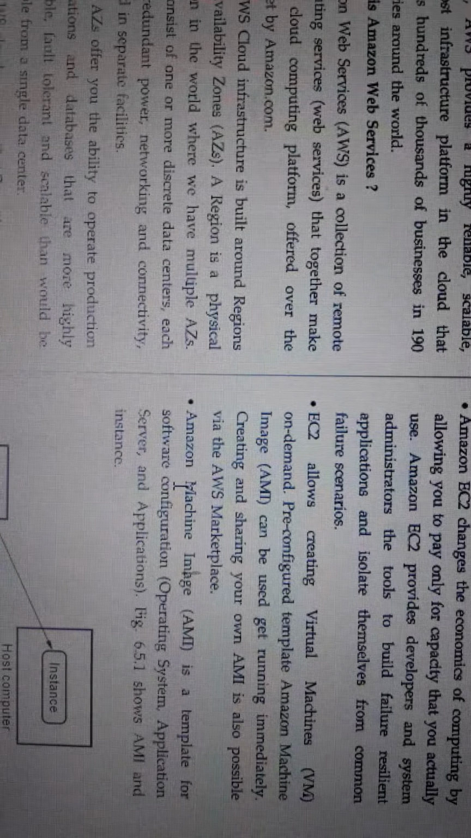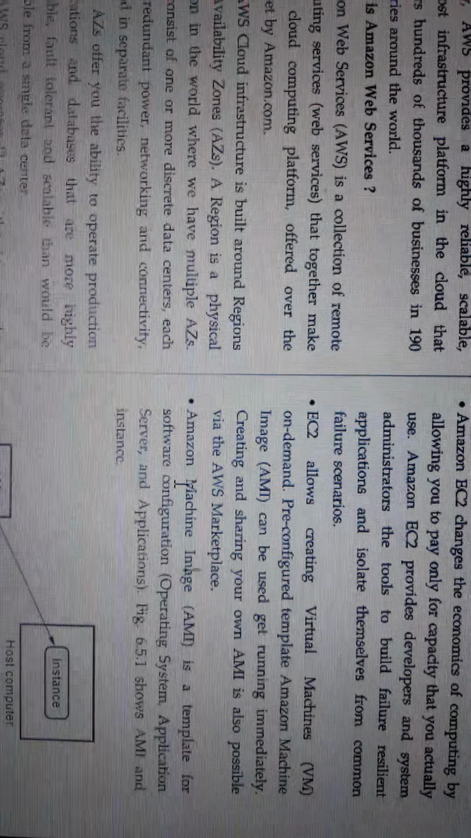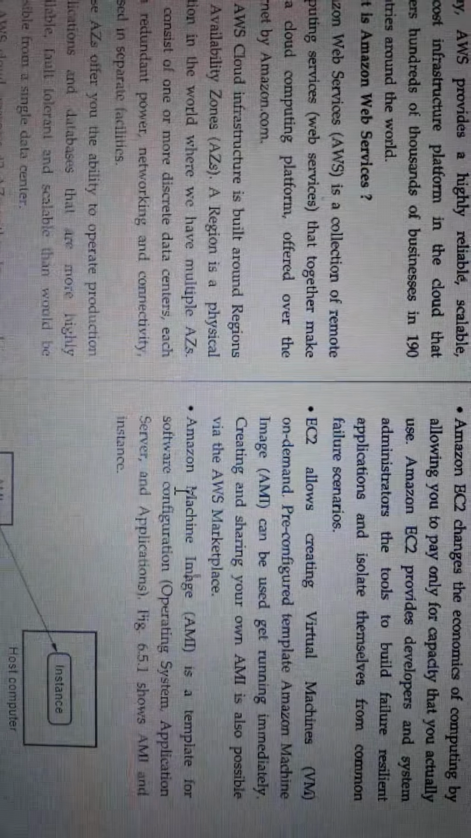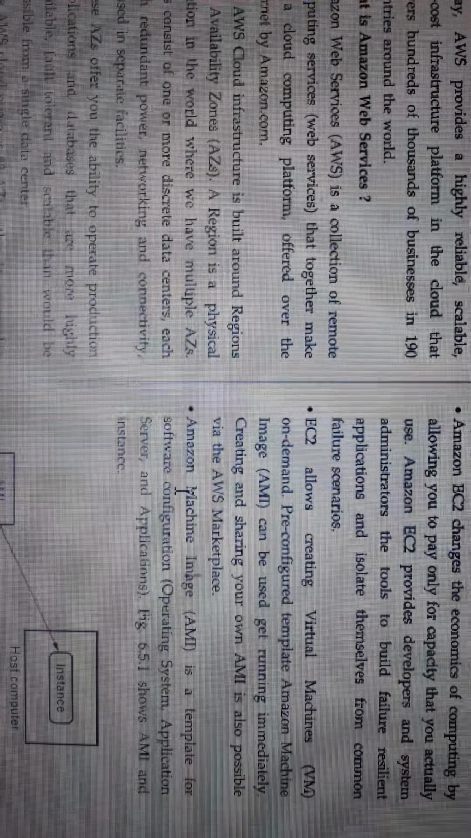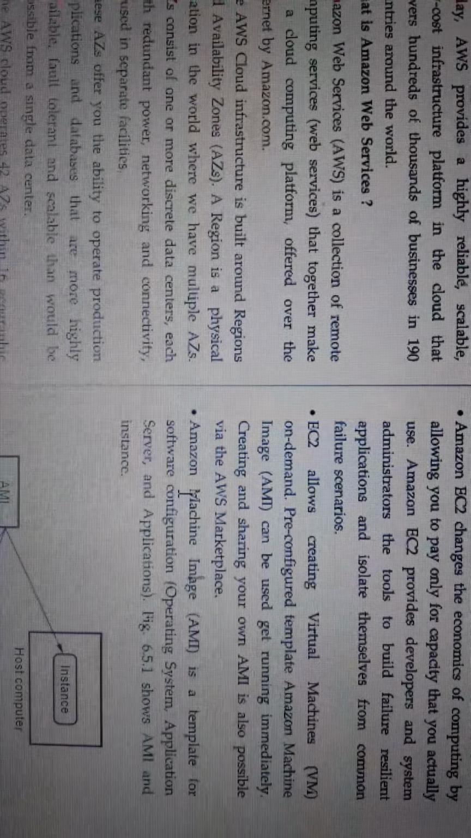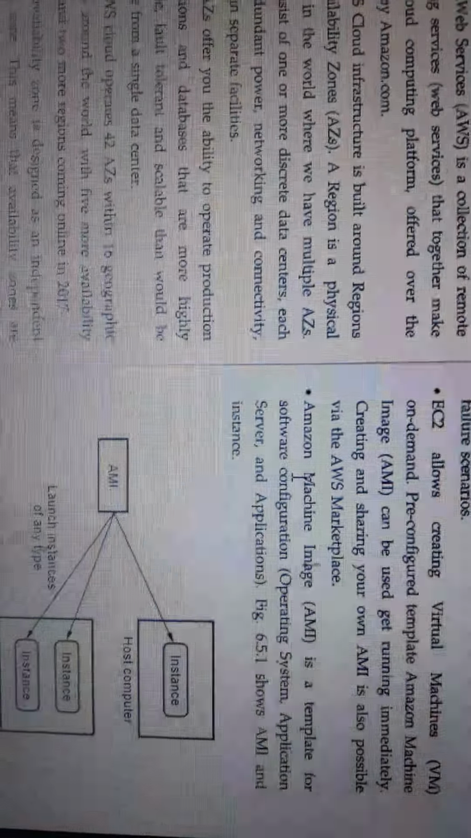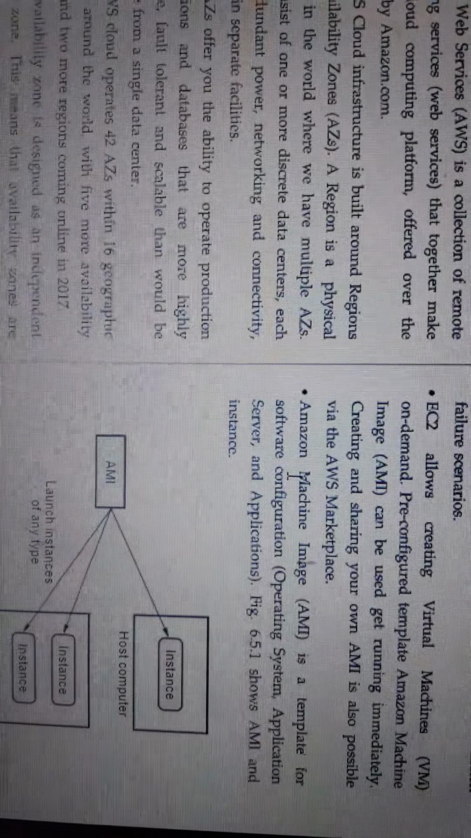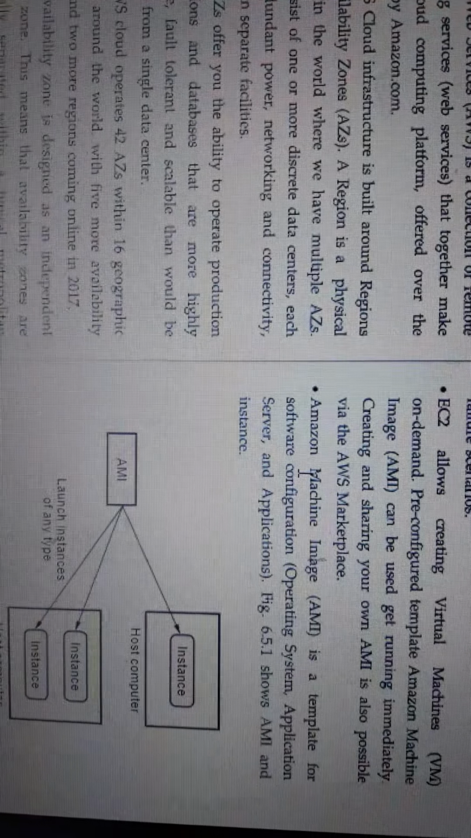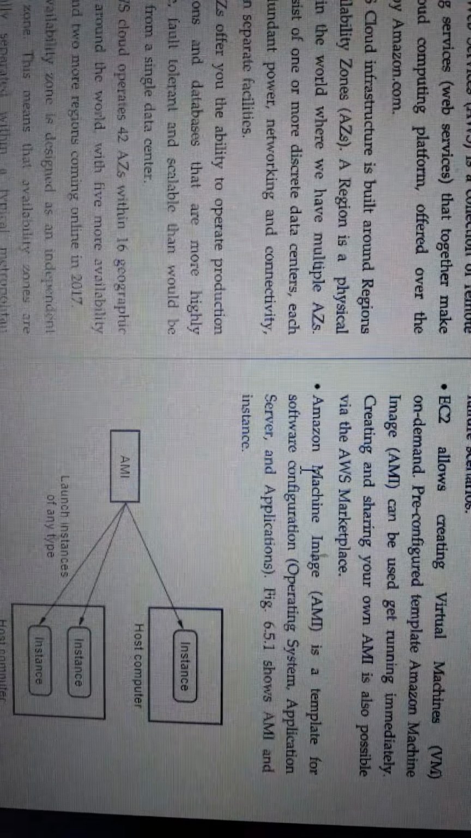Amazon EC2 changes the economics of computing by allowing you to pay only for capacity that you actually use. Amazon EC2 provides developers and system administrators the tools to build failure-resistant applications and isolate themselves from common failure scenarios. EC2 allows creating virtual machines on demand. Pre-configured template Amazon Machine Images, AMIs, can be used to get running immediately. Creating and starting your own AMI is also possible via the AWS console.